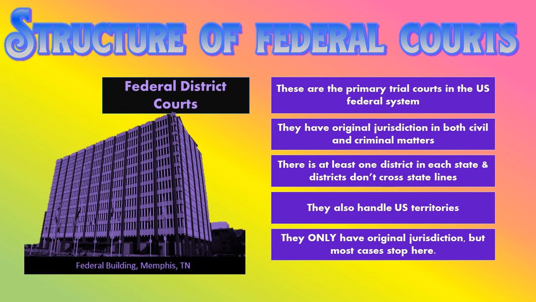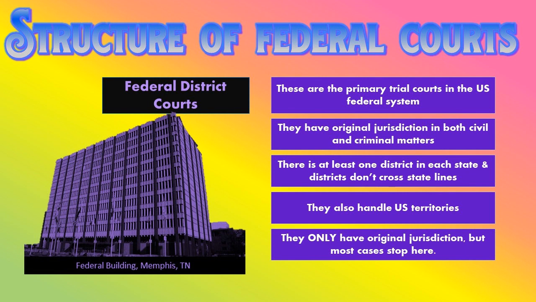As the country is divided up, there are 94 districts, and each state has at least one district. Districts don't go across state lines. So if your state has almost no people at all, like Wyoming, you get one district. If your state's pretty big, like Tennessee, it's divided up. So we have a West Tennessee, a Middle Tennessee, and an East Tennessee district.